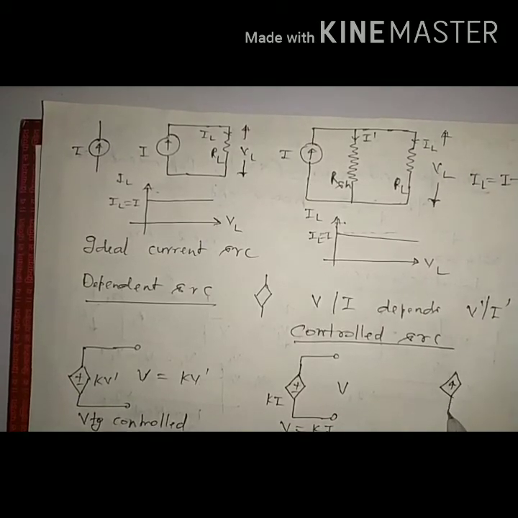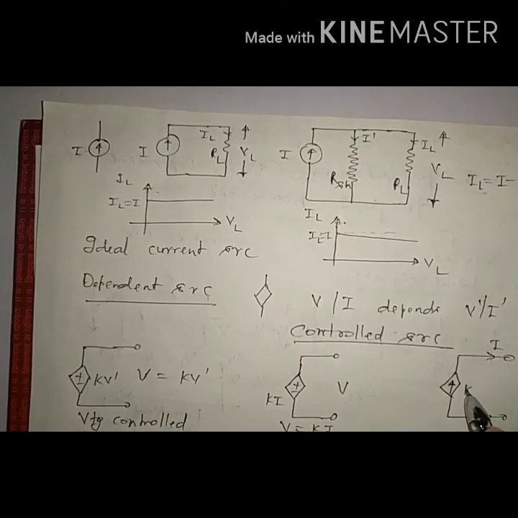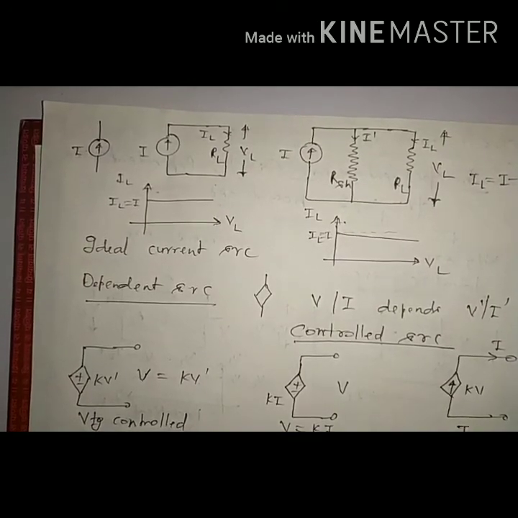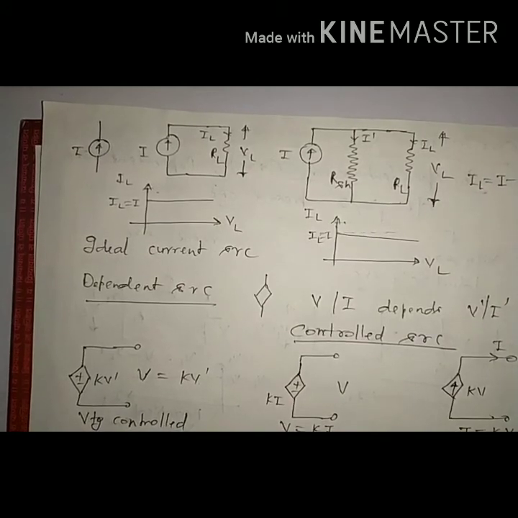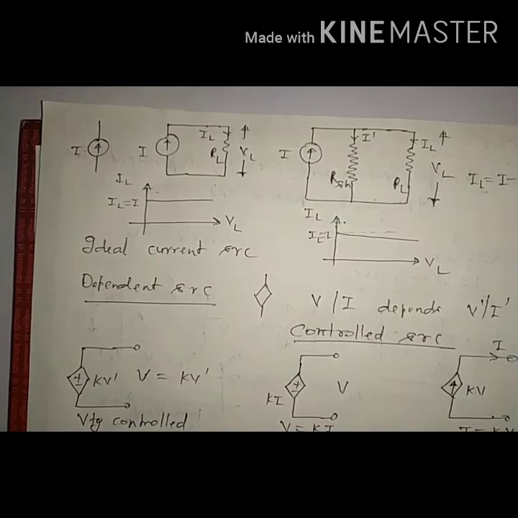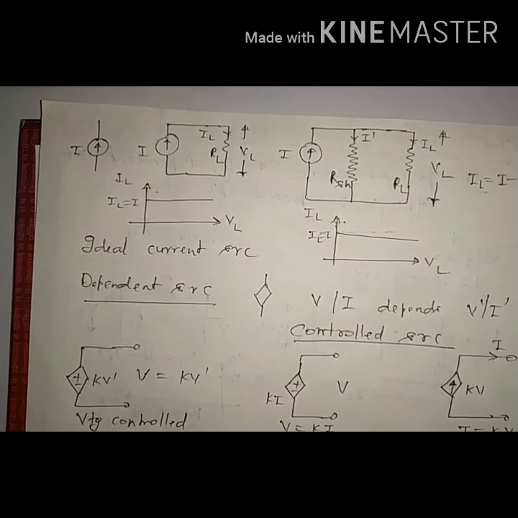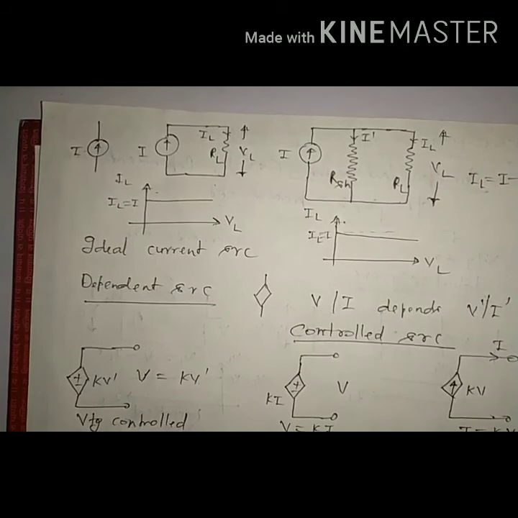Another is the current source. This is the source current I, and it depends on some voltage present in the circuit, and I can write the current as kV. So this current depends on some other voltage present in the same circuit. So this is what? Voltage controlled current source, VCCS.